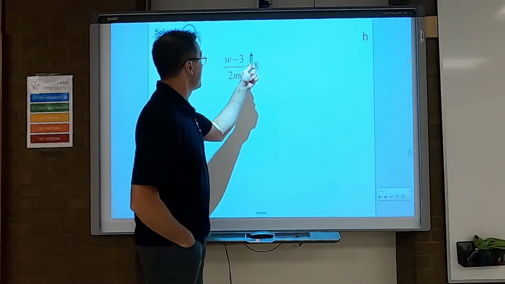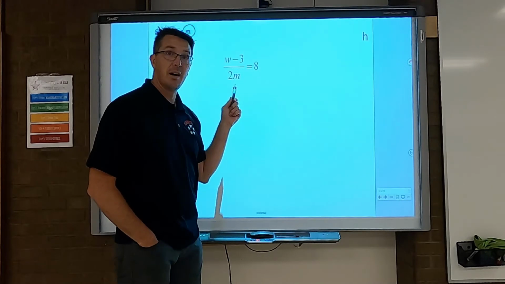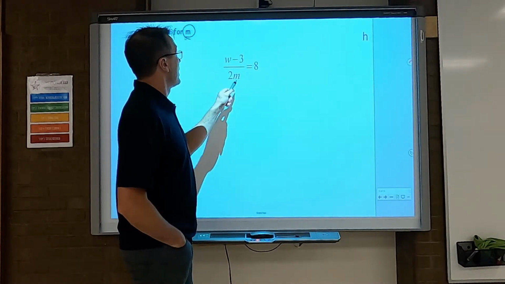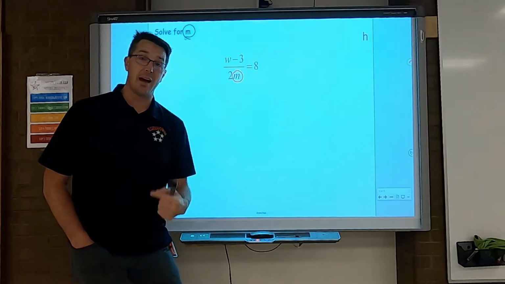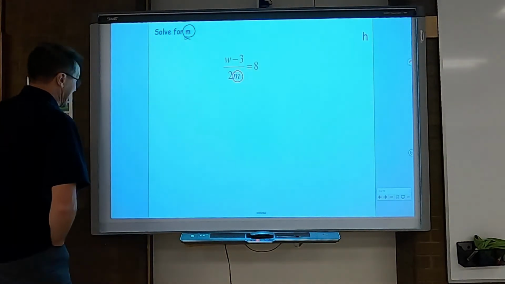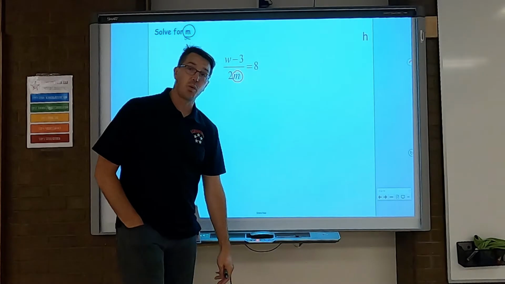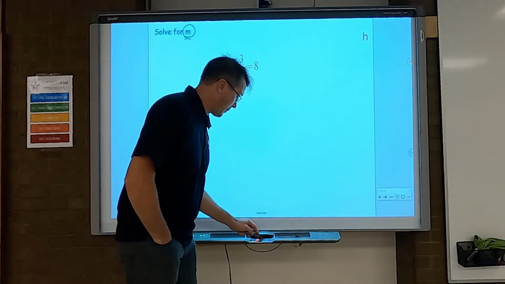I'm solving for m, so I'm looking for m in the equation. And I look for m. There's a w. That's not an m, that's an upside down m. Here's m. Oh, look, it's in the denominator. As soon as I see m in the denominator, I know I've got to get it out of there. Now, this is a slightly trickier problem.